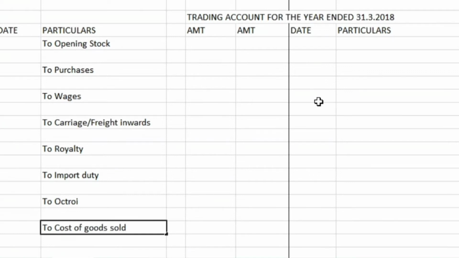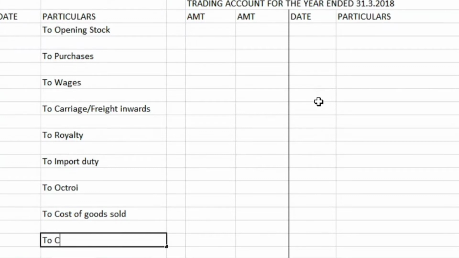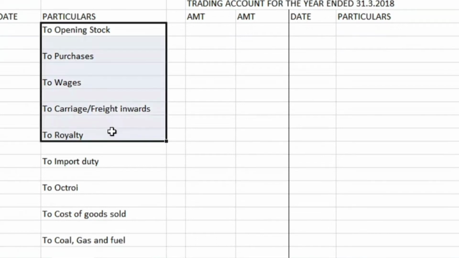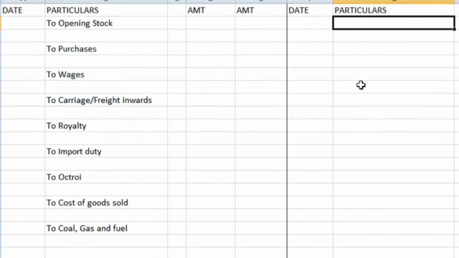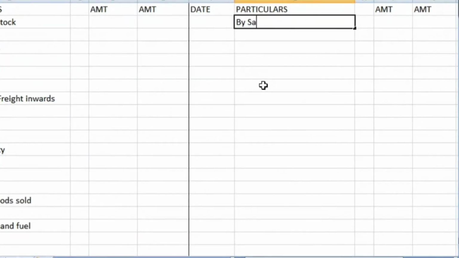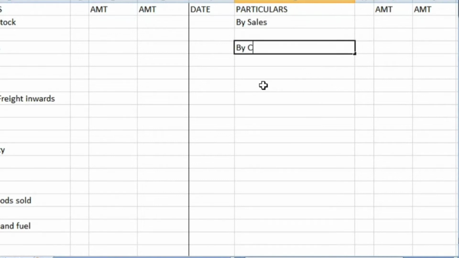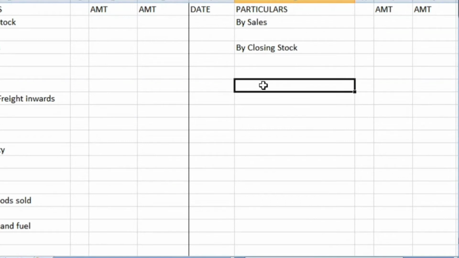One more item after wages, carriage, royalty, import, octroi: coal and gas, 'To coal', 'To gas' and fuel. So my 7 items, including the debit side fully, 9 items I have got. Right. So coming to the credit side: 'By sales', 'By closing stock'. So that's all. Now 9 plus 2, 11 items I have finished.